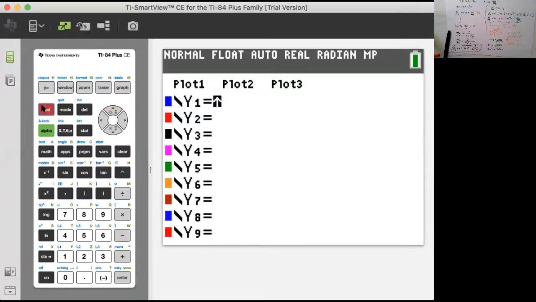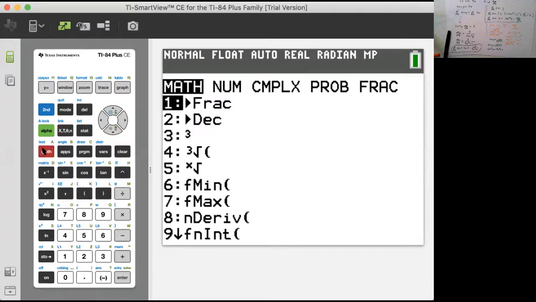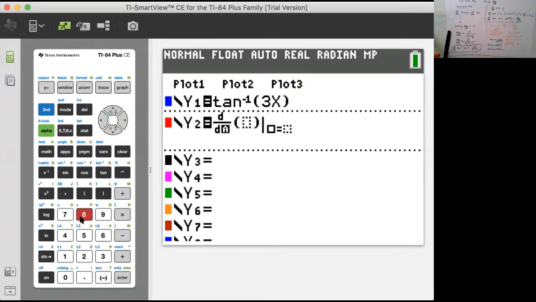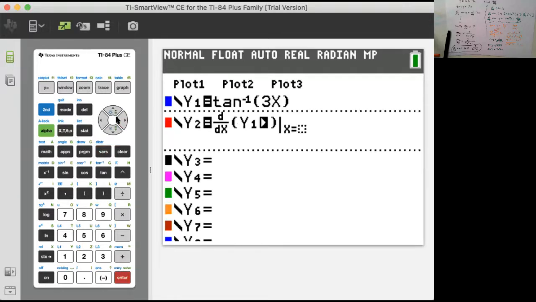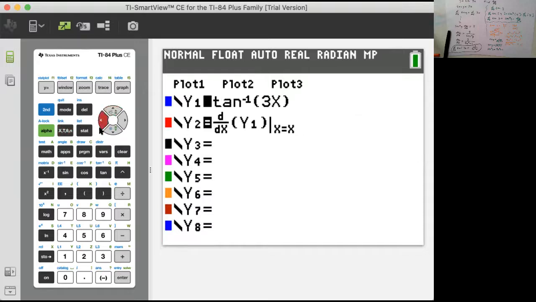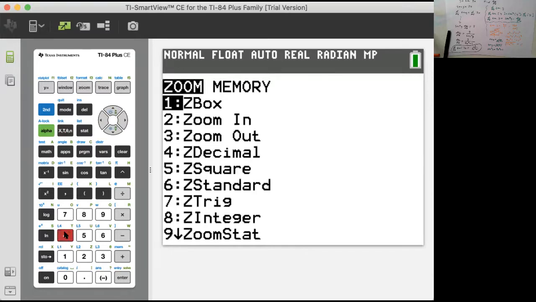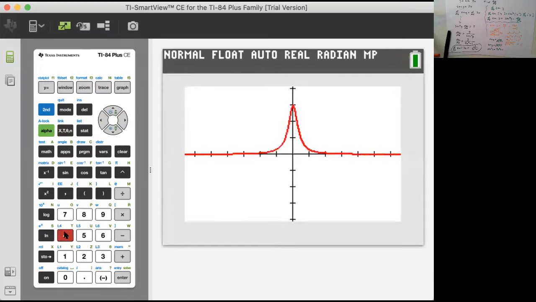Inverse tangent of 3x. And I want to graph its derivative. So math, numerical derivative is number 8. The derivative with respect to x of y1 at every point x. I will turn off the blue function and just look at its derivative. Zoom decimal maybe. And that's what the derivative of the inverse tangent of 3x looks like.